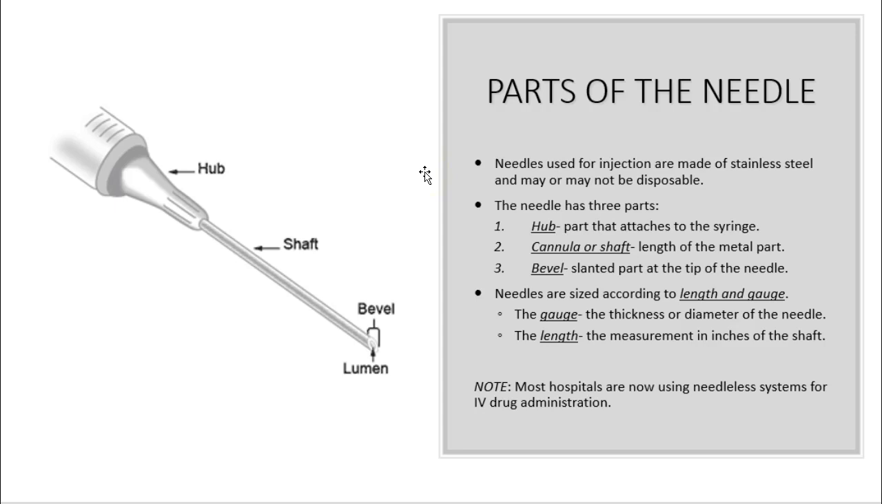Parts of the needle. So needles used for injection are made of stainless steel and may not be disposable. The needle has three parts. There's the hub, and that's where it attaches to the syringe. The cannula shaft is the length of the needle metal part. So this whole piece is the shaft. There's a bevel, which is the slanted part of the needle, and the lumen, which is the inside.